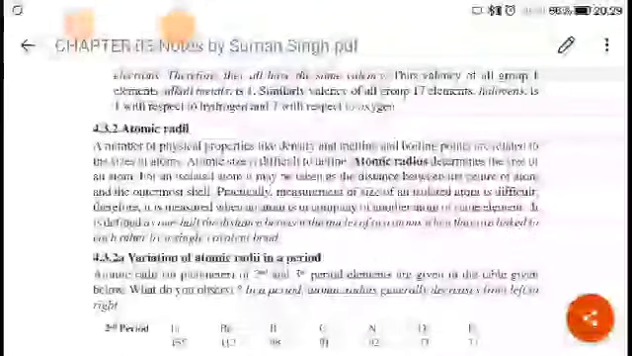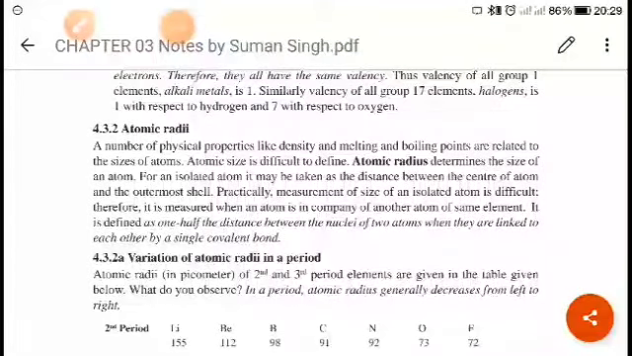For a simple definition, as we know from the modern periodic law, or according to the quantum mechanical model of the atom, the atom does not possess a well defined boundary, right? Because the electron cloud surrounding the nucleus extends to infinity. However, the distance between the nucleus and the point where the electron density is effectively zero may be regarded as the radius of the atom, right?